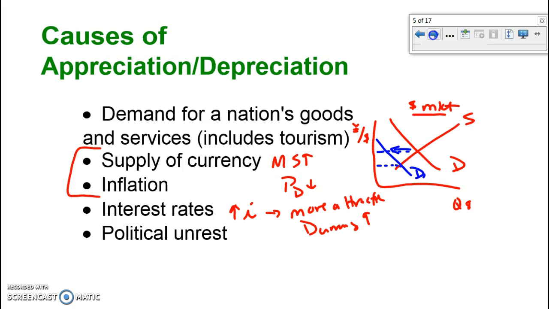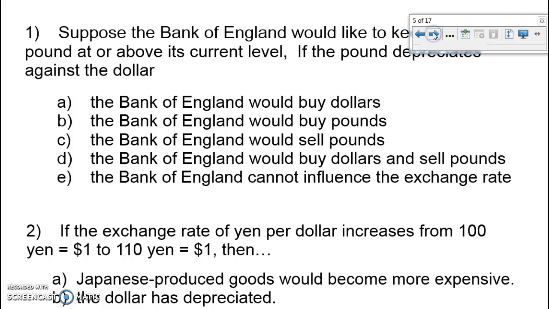Political unrest, of course, is going to have the opposite effect. If a country is destabilized, people don't want their currency because they can pretty much predict that it's going to lose value. So if there's political unrest in a country, we would predict that the supply of their currency being offered for exchange will increase and the value of their currency will decrease.